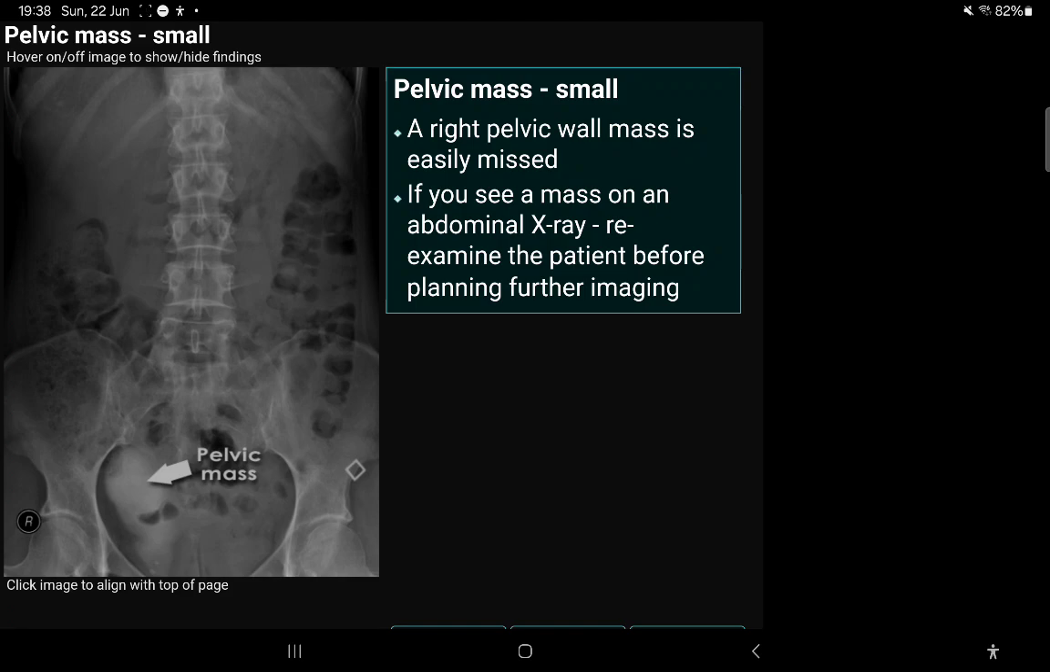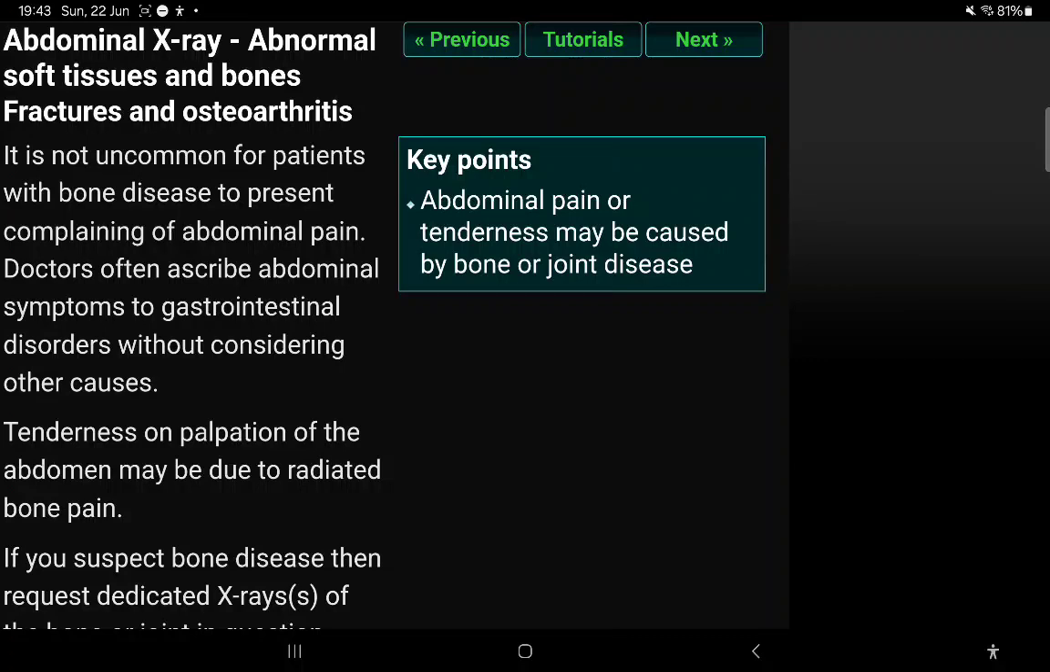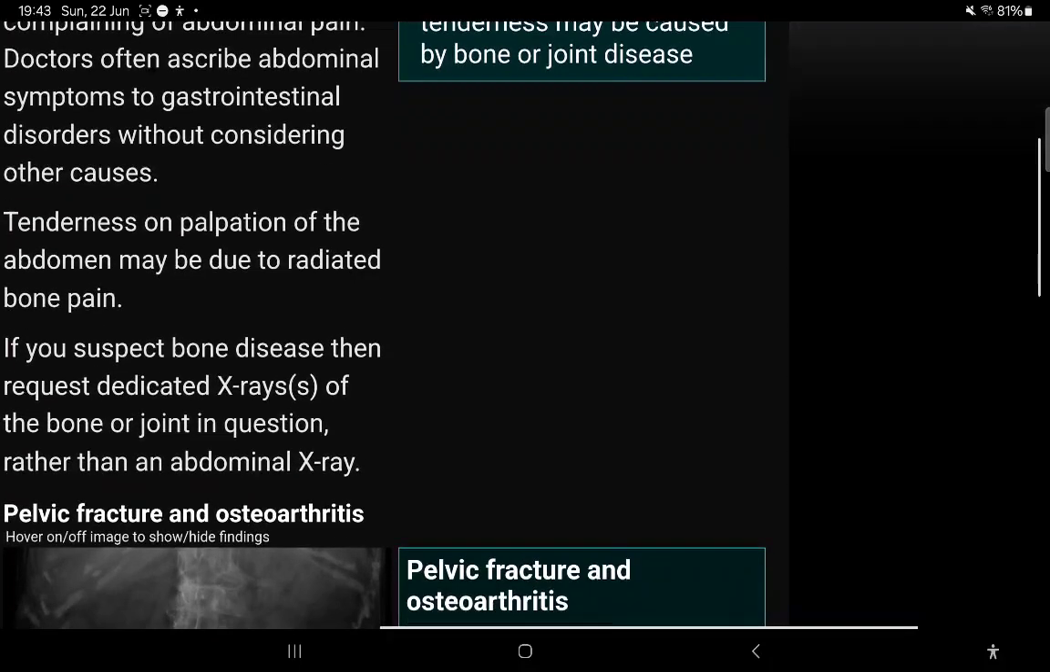Now moving to the next. Sometimes we can use abdominal X-rays to assess fractures and osteoarthritis. The key points here: abdominal pain or tenderness may be caused by bone or joint disease, fractures and osteoarthritis. It is not uncommon for patients with bone disease to present complaining of abdominal pain. Doctors often ascribe abdominal symptoms to GIT disorders without considering other causes. Tenderness on palpation of the abdomen may be due to radiated bone pain.